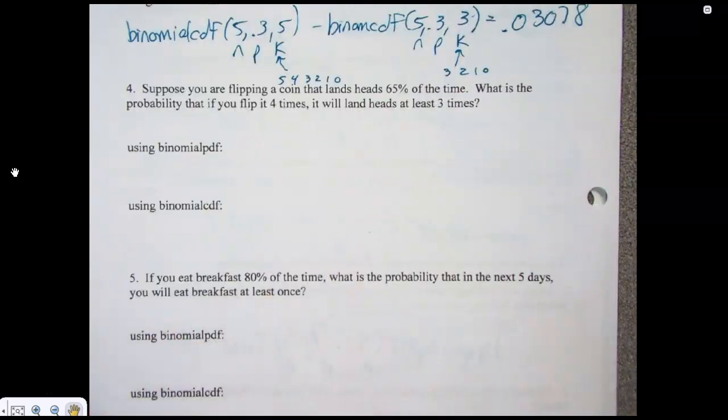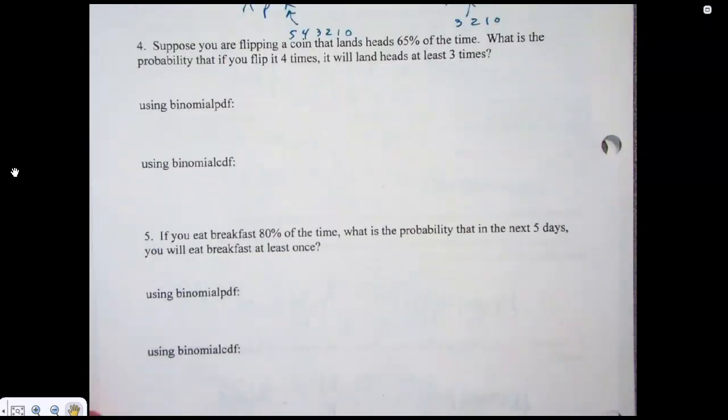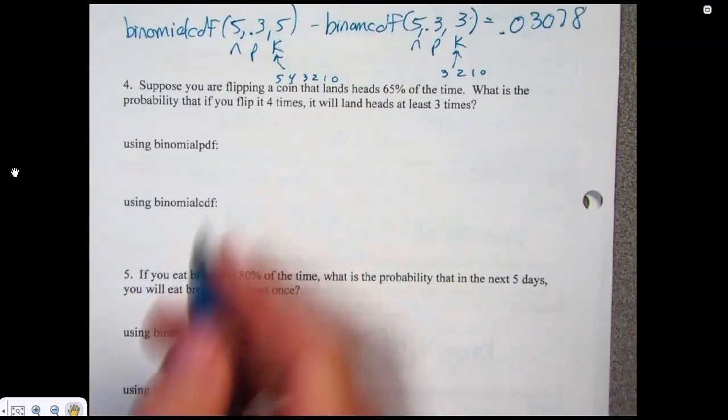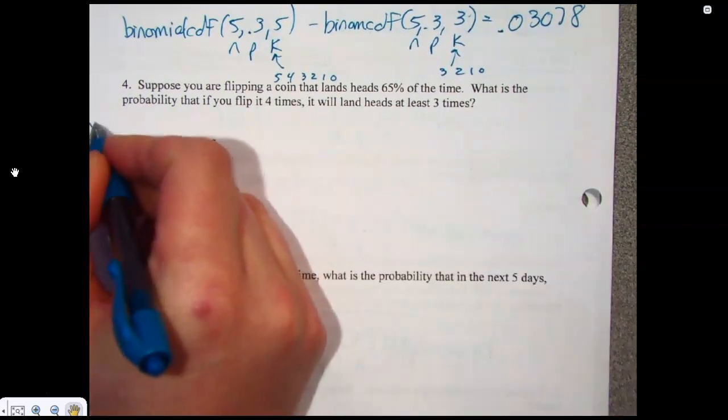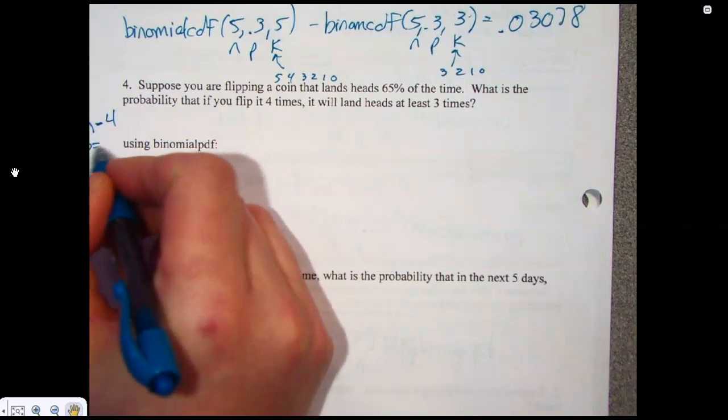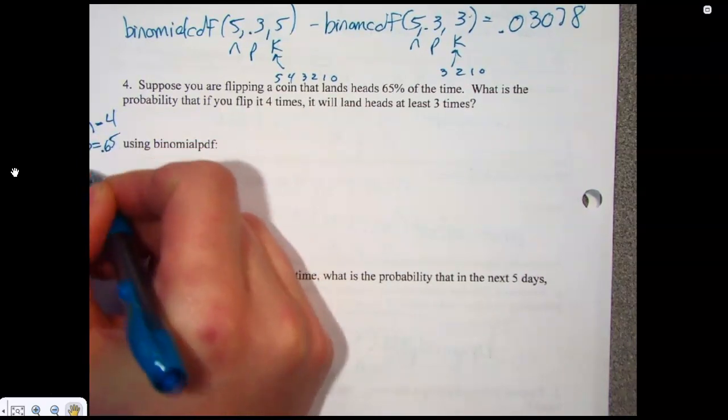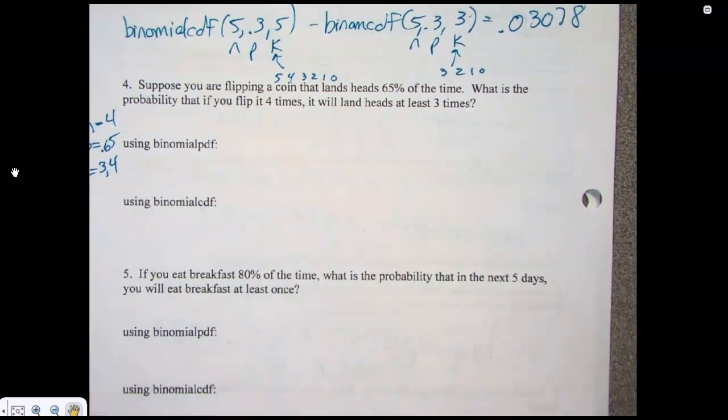Try 4, and I want you to try it both ways. Just write out both formulas. See if you can write out both formulas for 4, and get an answer too, but the formulas are more what I'm looking at to see if you understand it. I would always start off labeling n, p, and k. And k can be 2 numbers, k can be 3 numbers, k can be 4 numbers.